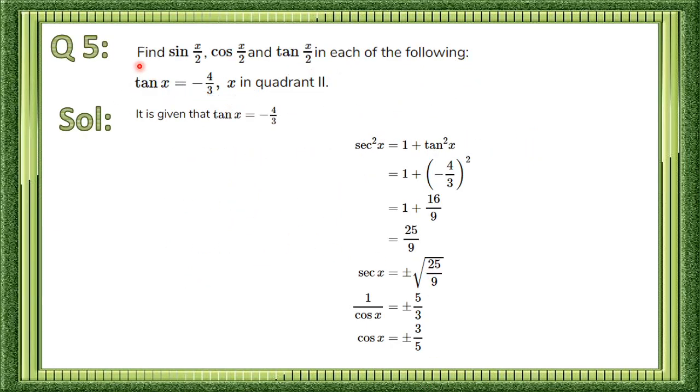Question number 5, good question. We have to find sin x by 2, cos x by 2, tan x by 2. And what is given? Given is tan x equal to minus 4 by 3. One more piece of information is given, that x lies in the second quadrant.